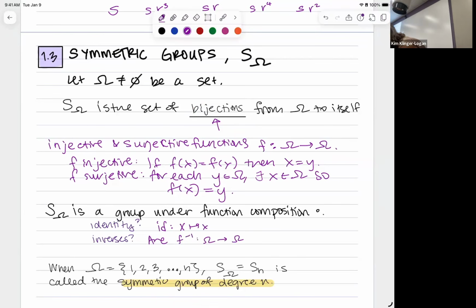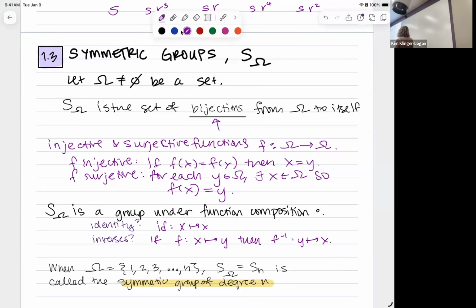So I'll maybe write it this way. If f goes from, say, x to y, then f inverse is just going to take every element in y and send it to x, right? And that's still a function from Omega to Omega, because the domain and codomain are the same exact thing. Okay, and so those are my inverse functions.